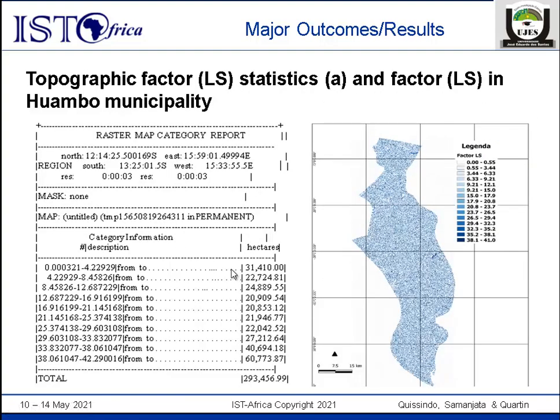The topographic factor was also estimated, but we have some limitation in this variable because the data that we used was free, so the spatial resolution was low, and we think in the next step we must reclassify it and make the calculation of this factor.